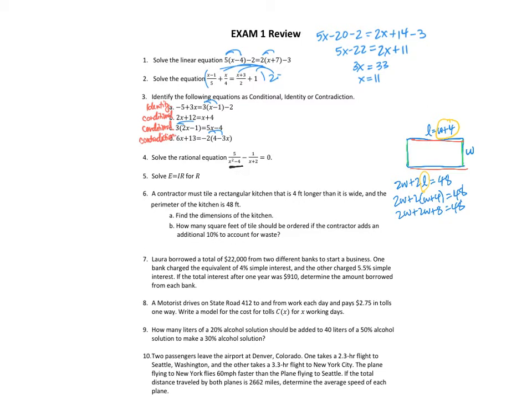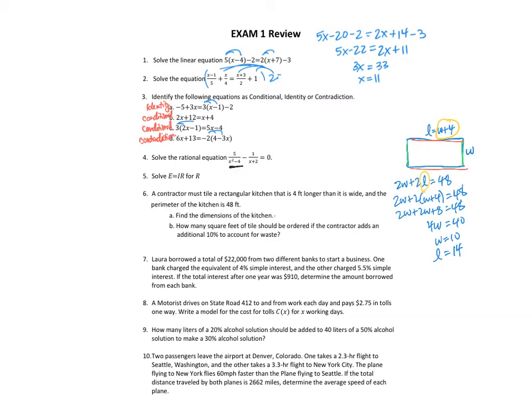I can solve that for W. I'm going to get 4W equals 40. Divide by 4, I get W equals 10, which means that the length is 4 more than that, so the length is 14. And so the width is 10 and the length is 14. Those are the dimensions of the kitchen. That's the answer to part A.